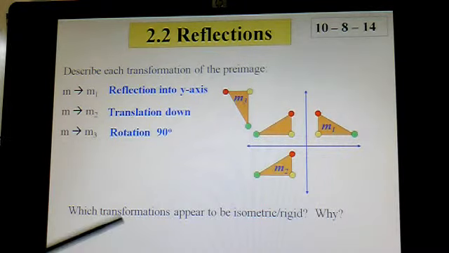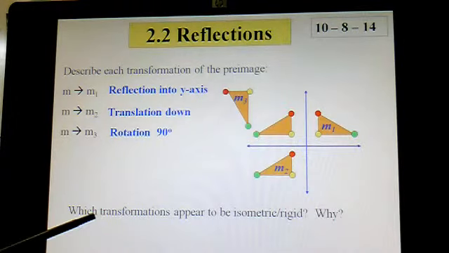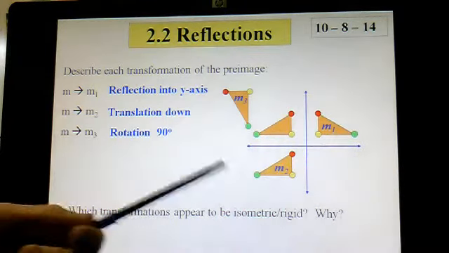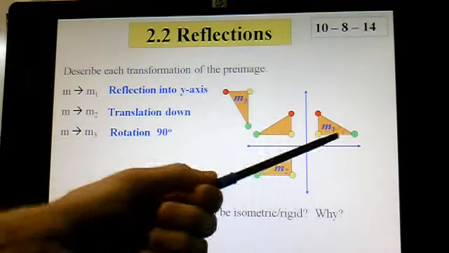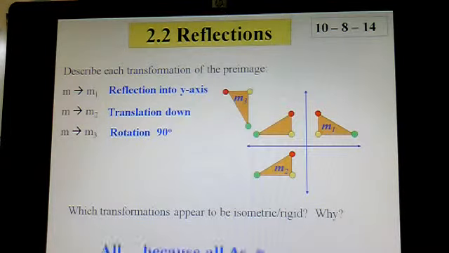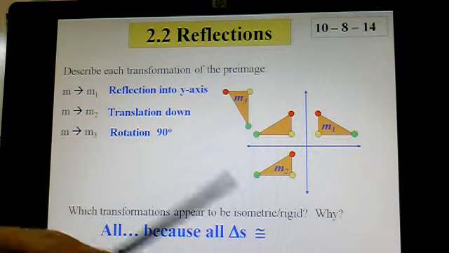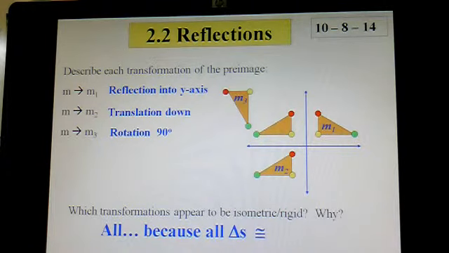The fourth little refresher question on your paper is, which of these transformations appears to be isometric or rigid? And it also says why on there. The important part of that is refreshing the definition of isometric. It's supposed to be obvious: they're all isometric. In other words, all of these triangles are the exact same size and the exact same shape. They're all congruent triangles. Isometric, again, is just a synonym of congruence.